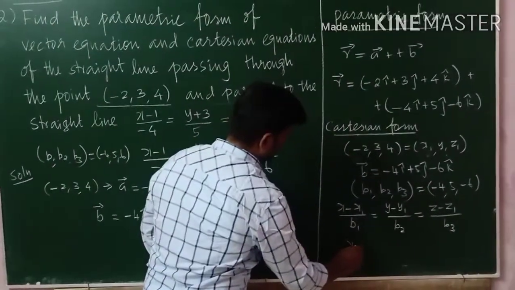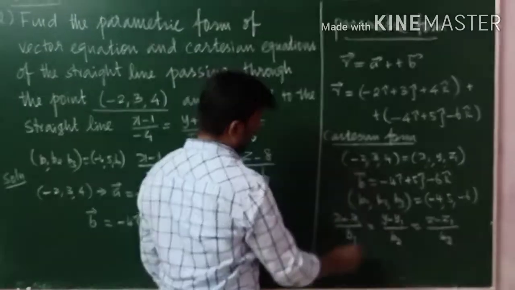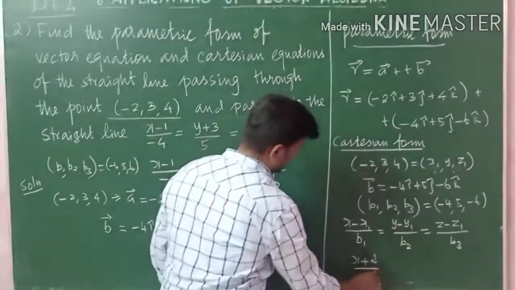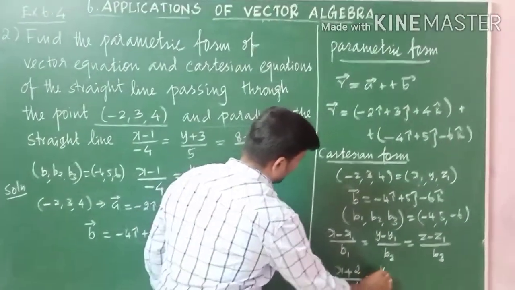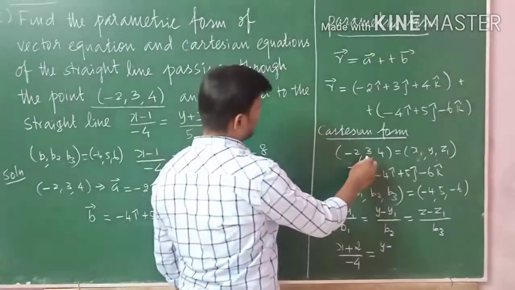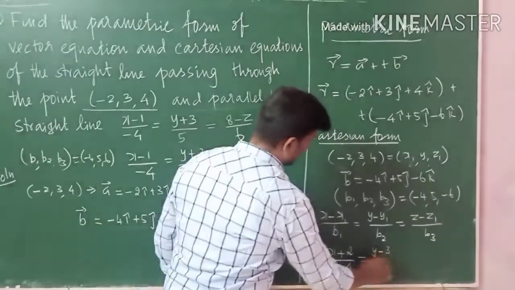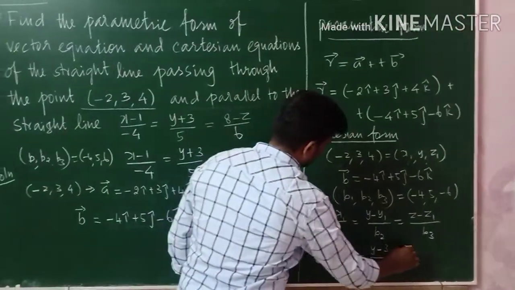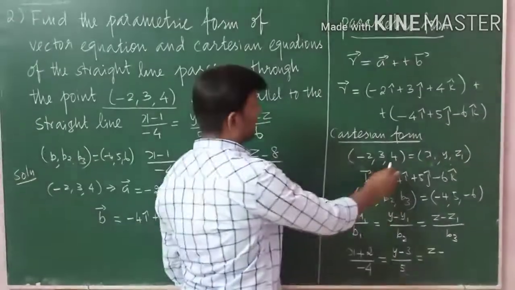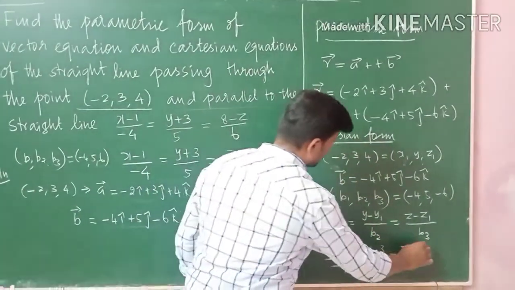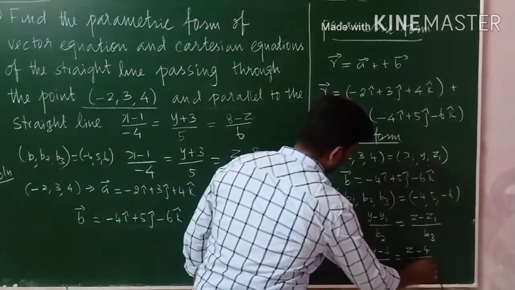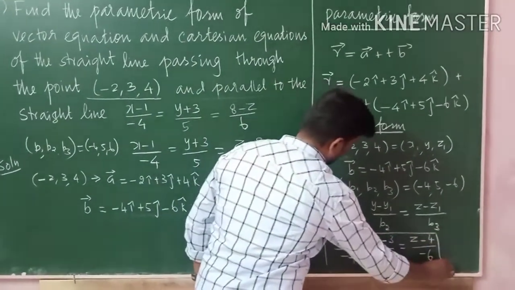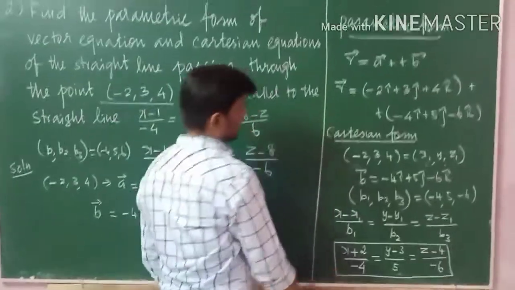So apply that: x minus x1, that is minus of minus 2, so x plus 2 by b1, which is minus 4. Y minus y1, y1 is 3, by b2, which is 5, is equal to z minus z1, z1 is 4, by b3, which is minus 6. So this is the required Cartesian equation of the straight line.